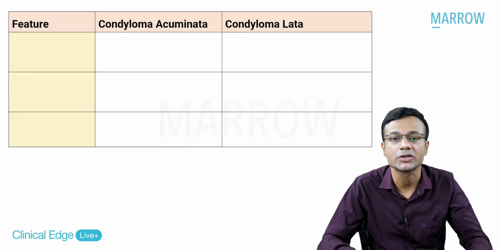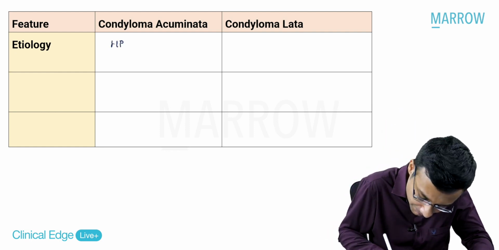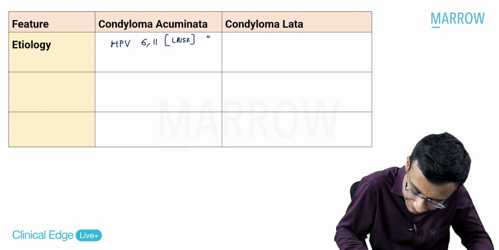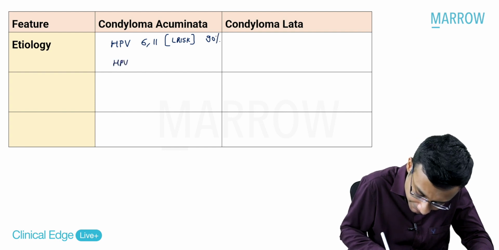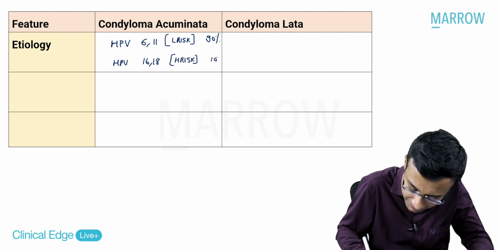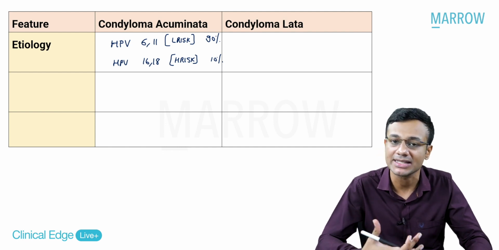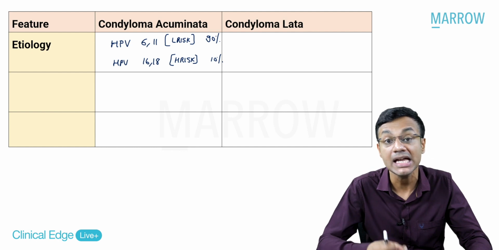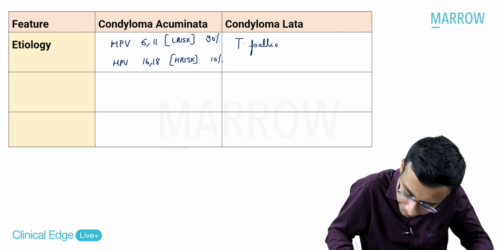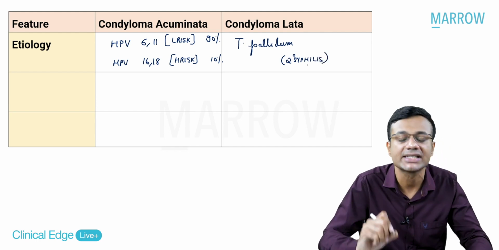Now let us see how to distinguish between the 2. First is the etiology. Please remember, condyloma acuminata is produced by HPV 6 and 11 low risk types in 90% of the patients, and HPV 16 and 18 high risk types in 10% of the patients. So majority of the times it is going to be the low risk types, and rarely it can be a high risk type, because this also has been asked in the previous NEET exam questions. The causative organism of condyloma lata is going to be Treponema pallidum, because this is a form of secondary syphilis.